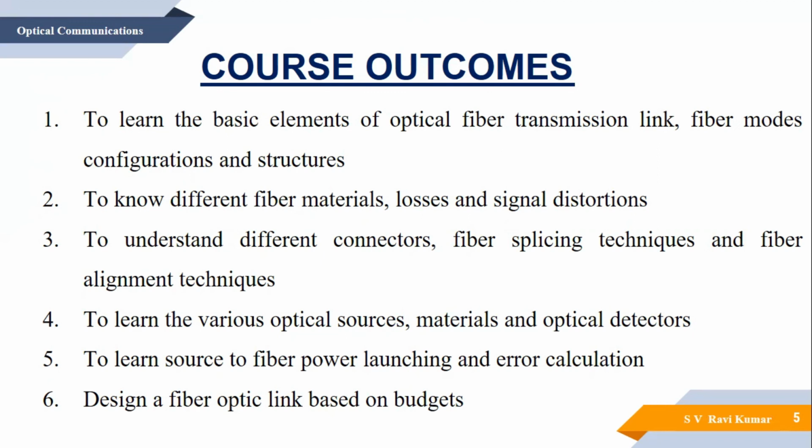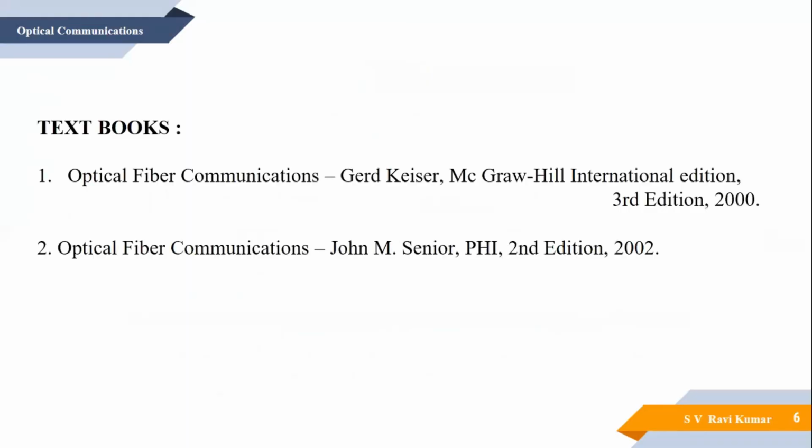So those are the course outcomes expected, and the textbooks to be followed: Optical Fiber Communication, written by Gerd Keiser, 3rd edition. Most probably the 3rd edition is not available, so you can prefer the 4th edition also. And Optical Fiber Communication by John M. Senior, the 2nd edition, is useful for the first 2 units, the basics and the dispersion mechanisms and distortion losses. And for all the remaining topics, you can follow Optical Fiber Communications by Gerd Keiser.